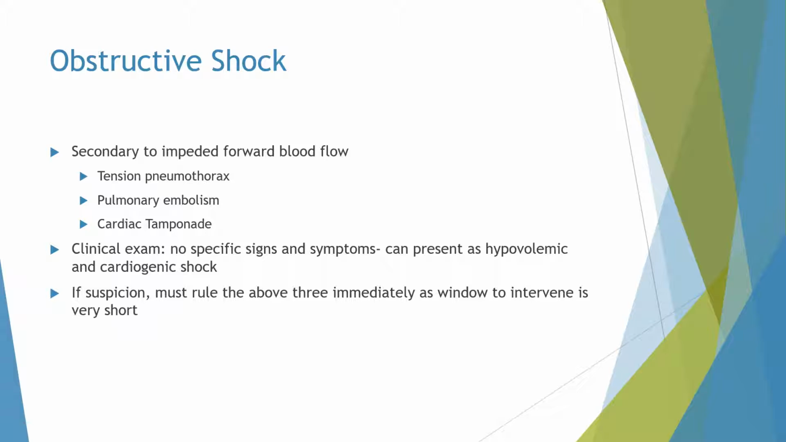Obstructive shock is secondary to anything that leads to impeded forward blood flow. This can include things such as tension pneumothorax, pulmonary embolism, or cardiac tamponade. Clinically, there is no specific sign or symptom that relates to it, but it can present as hypovolemic shock and cardiogenic shock. If you are suspicious, you must rule out the above 3 immediately because the window to intervene on these is very short.